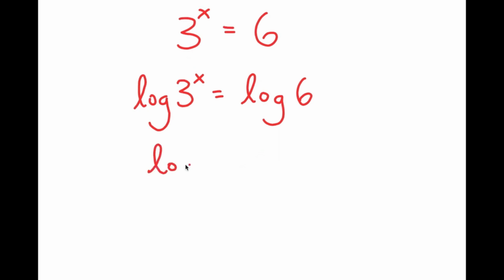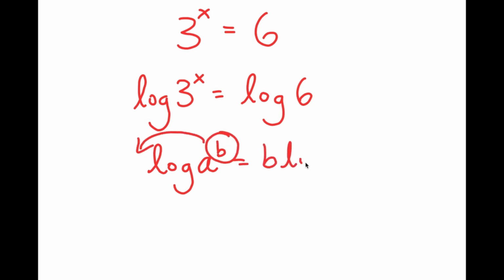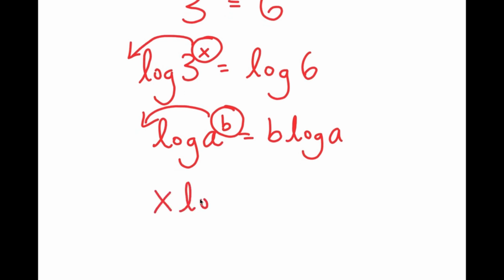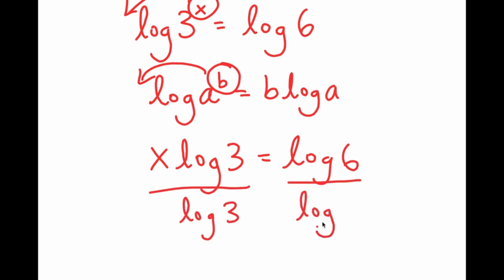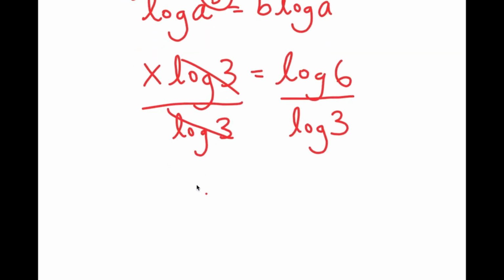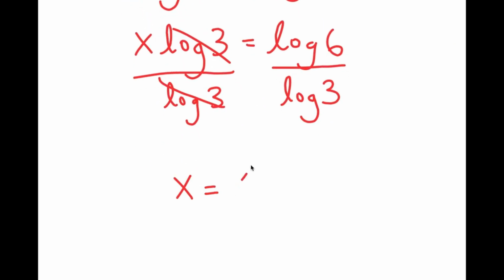If I have something in the form log a to the power of b, I can move this exponent b to the front, so this turns into b times log a. In this case, I have log 3 to the power of x, so I can move x to the front. So this turns into x times log 3 is equal to log 6. Now from here, I can divide both sides by log 3. So then these two cancel out, and I get x is equal to log 6 over log 3.